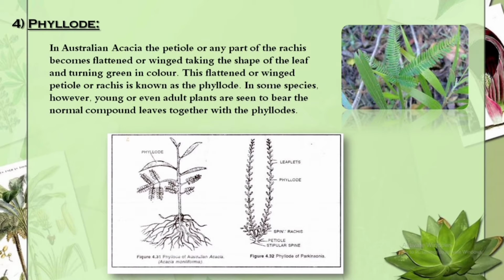Phyllodes. In some plants such as Australian acacia, the leaves are small and short-lived. The petioles in these plants expand, become green and synthesize food.